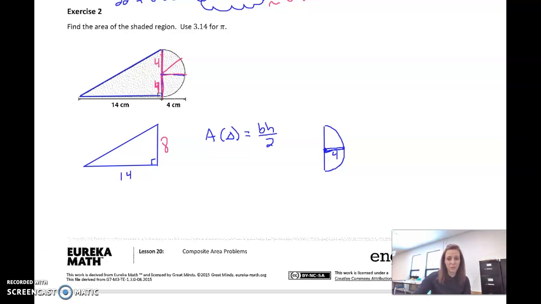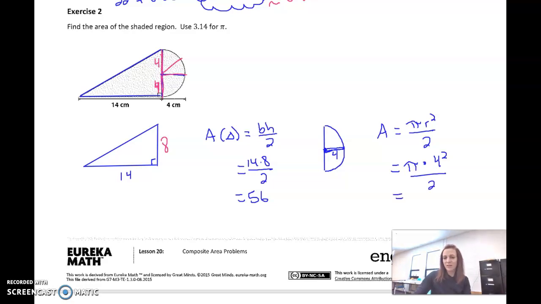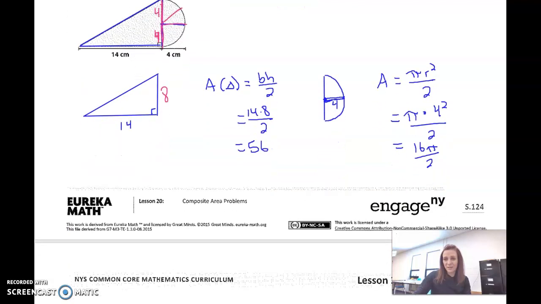So let's do this formula real quick, right? This is going to become 14 times 8 divided by 2. Type that into a calculator, or 14 times 8 times a half, you get 56. Now over here, our area of a semicircle is pi times our radius squared divided by 2, because we want half of it. So I go pi times 4, that's our radius, squared divided by 2. When you type this into a calculator, you get 4 times 4, which is 16, 16 pi divided by 2. And that's approximately equal to 25.13.